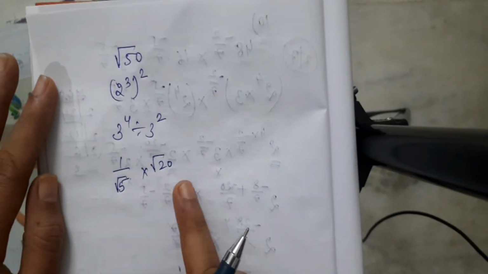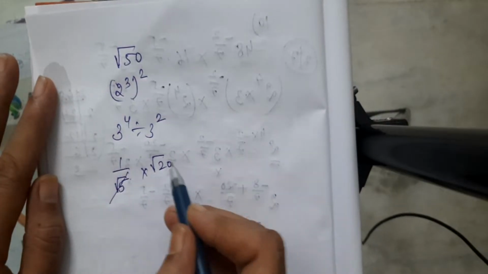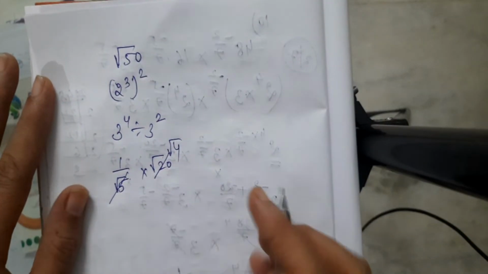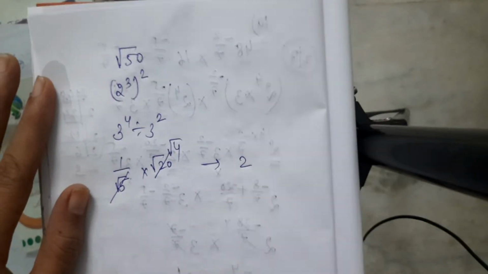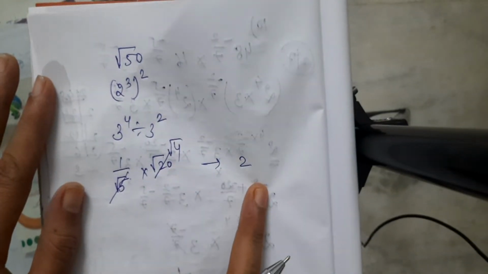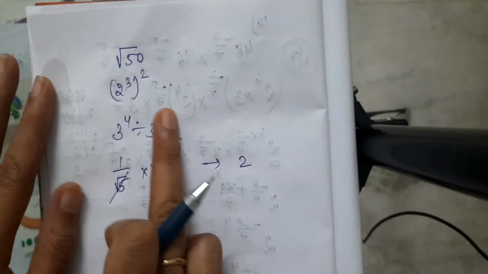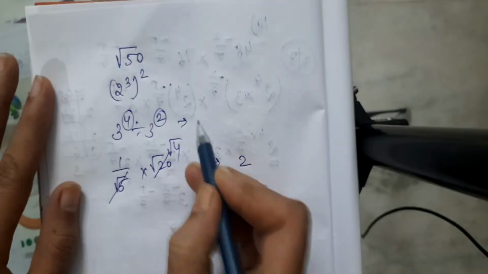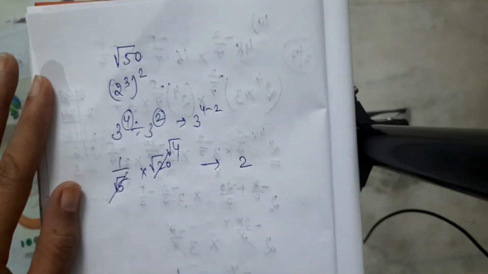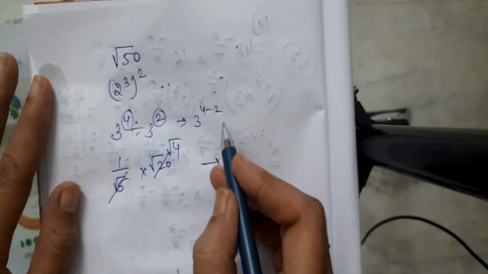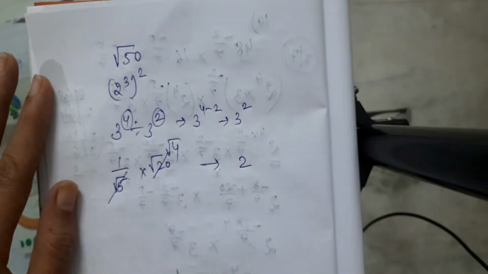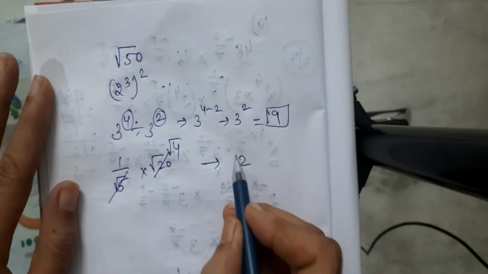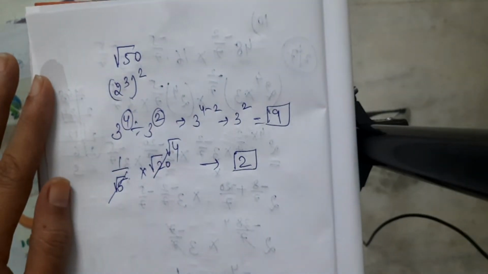Here they are in division. We can cancel. 5 fours are 20. Root 4 will be 2. Root of 4 is 2. When we divide any number, its power gets subtracted. So it is 4 minus 2. 4 minus 2 is 2. 3 square. 3 square is nothing but 9. So for this we got 9. For the last one we got 2.